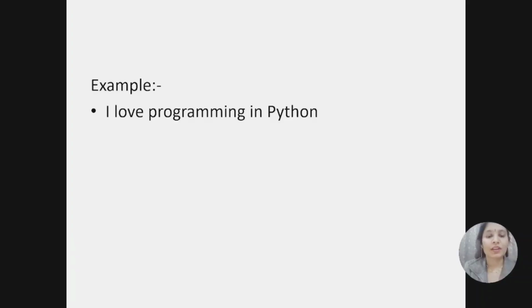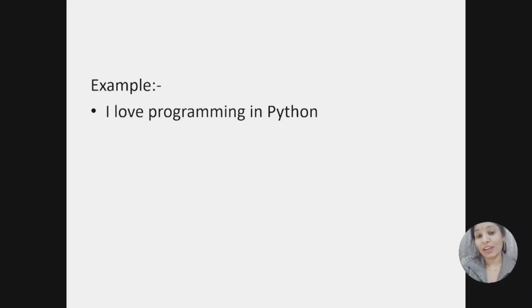Transformers can be easily scaled, making them suitable for large models like GPT, BERT, and many more. Now we will understand how attention actually works by using real examples. Let's take one simple sentence, for example, I love programming in Python.